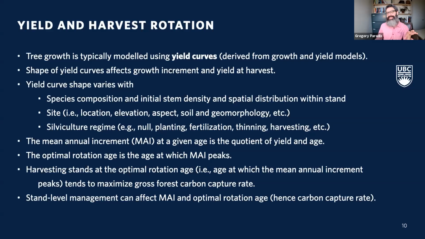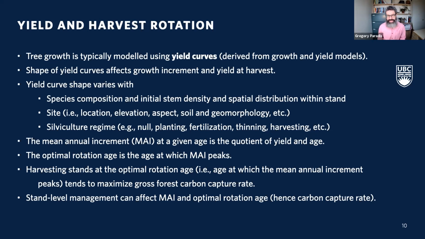So just quickly linking forest management activities to carbon intensity. All the stuff I talked about before is just calculating, using the most objective science we have available, what the answer is, but we can affect that answer by choosing to manage the forest in different ways. So looking at the fact that we're modeling tree growth with yield curves, and that the shape of the yield curves affects the growth increment and the yield at harvest, and that the shape of the yield curve varies with species composition, site, and silviculture regime.